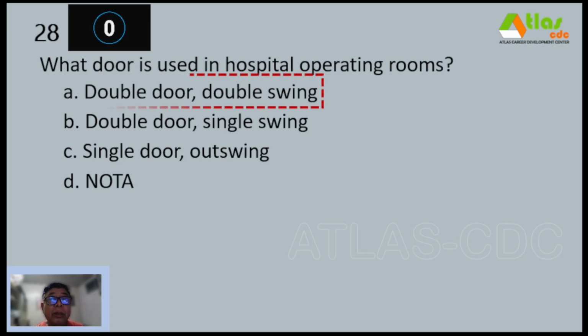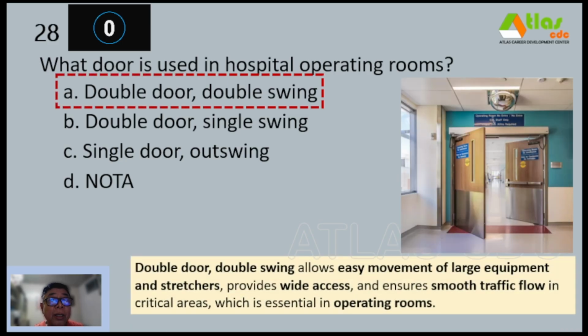And our correct answer is A. Double door, double swing. So a double door, double swing allows easy movement of large equipment and stretchers, provides wide access, and ensures smooth traffic flow in critical areas, which is essential in operating rooms.